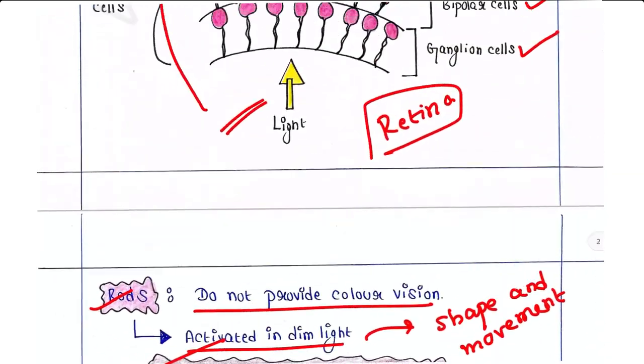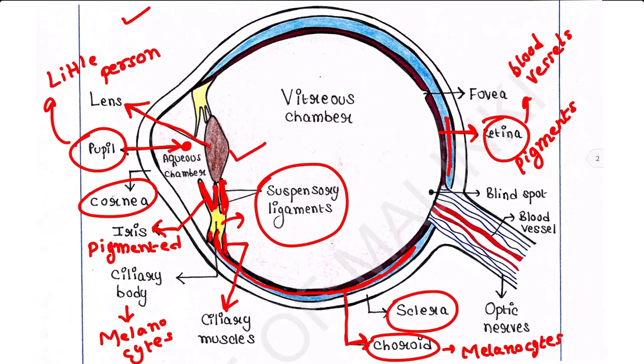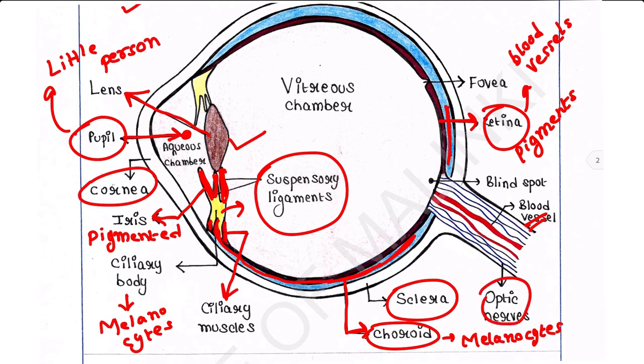Okay, now again coming to this picture. Here you can see some optic nerves. These are some optic nerves which enter the retina and collect visual information, sending information from the eye to the brain.